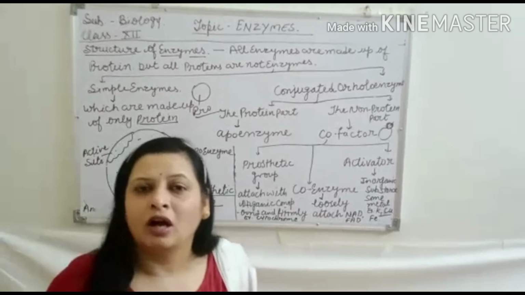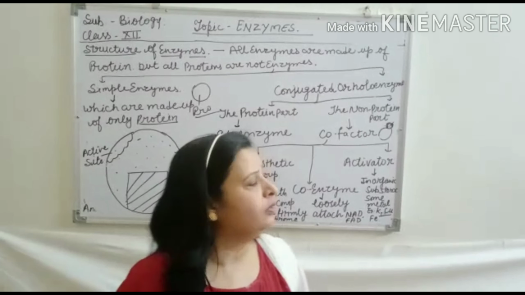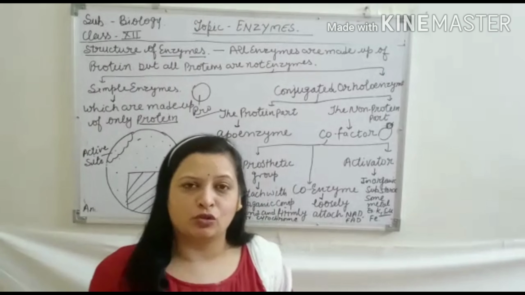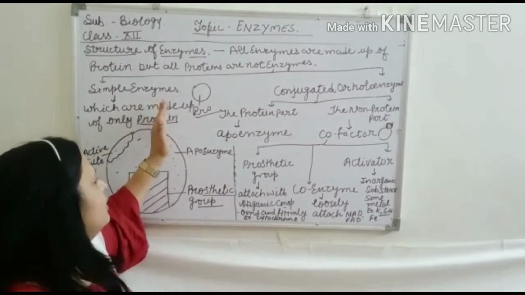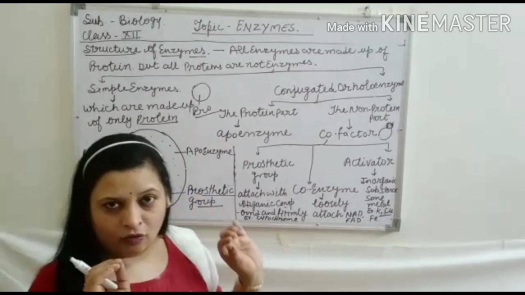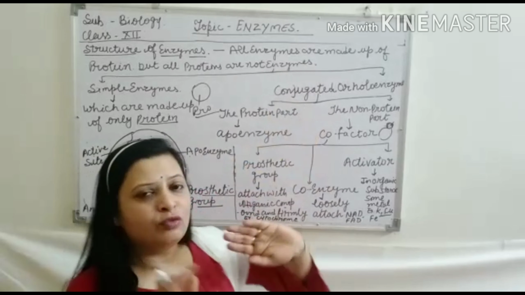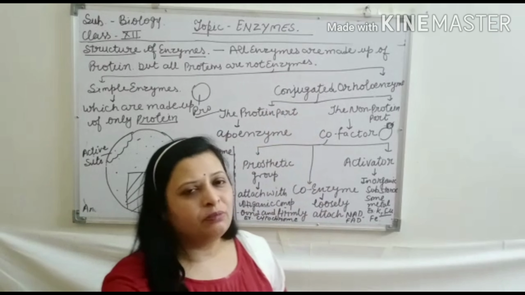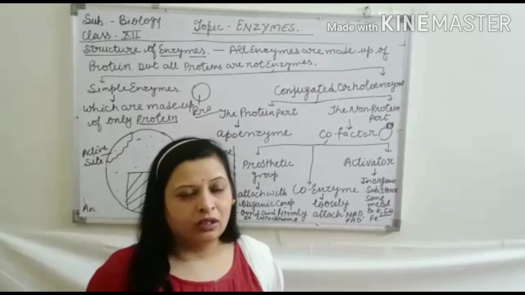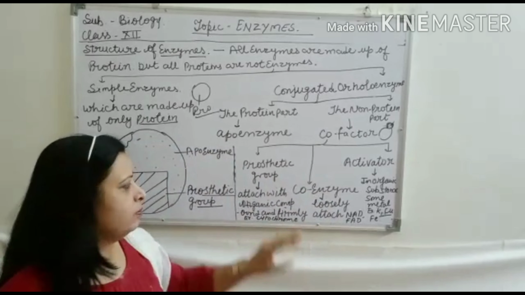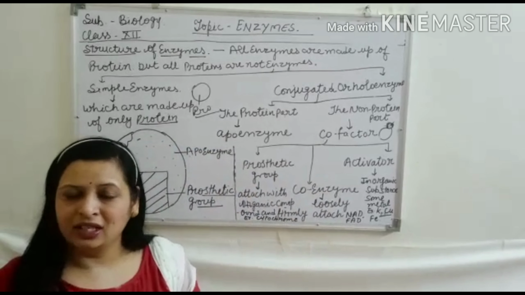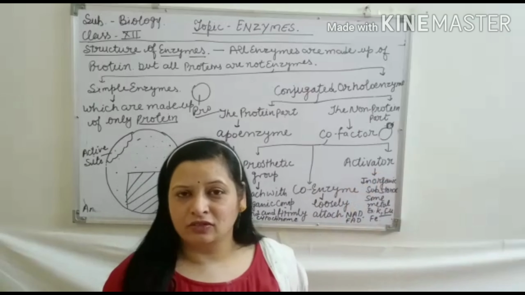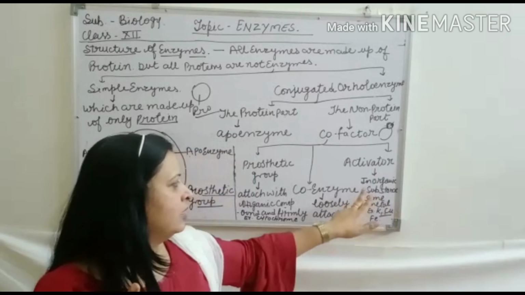So today we talked about the structure of enzyme. Enzymes have two types: simple enzymes and conjugated enzymes. Simple enzymes are made of only protein. Conjugated enzymes have two parts: the protein part, which we call apoenzyme, and the non-protein part, which we call cofactor. Cofactor is divided into three parts: prosthetic group, which is firmly bound; second, coenzyme, which is loosely bound; third is activator, which is an inorganic substance.